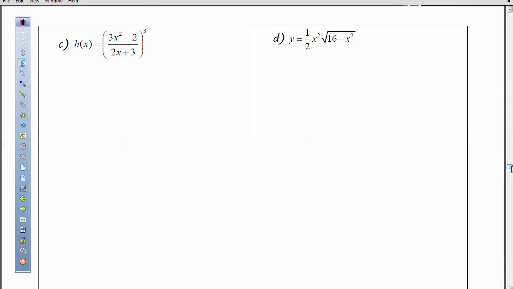Okay, so this is where it starts to get a little more interesting. Now on the inside we have a what? A quotient. But otherwise the problem is still the same. On the outside I've got a power, and when we have that power on the outside, that's what makes it the general power rule. I'm going to deal with the outside first, and then when I deal with the inside, I'm going to use the quotient rule. Okay?